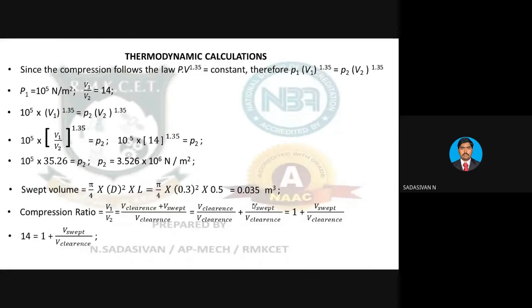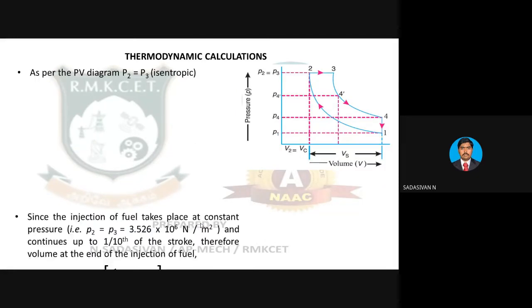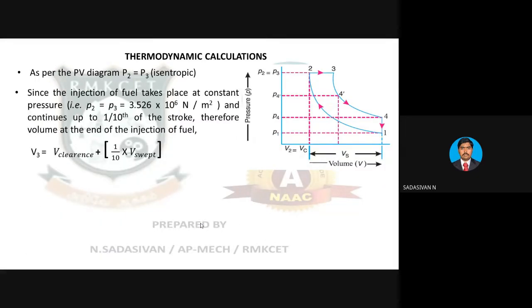So what did you write here? Instead of V2, what did you write? Clearance volume. Okay, so V2 is nothing but clearance volume. Therefore, V3 equals clearance volume plus 1/10 of the swept volume. How did I write this equivalence? This is not a formula. This is not the same for all the problems. This is derived out of the given question. So if the question changes, this will also change, and you have to write it for every problem. That's why I'm taking so much time to explain.